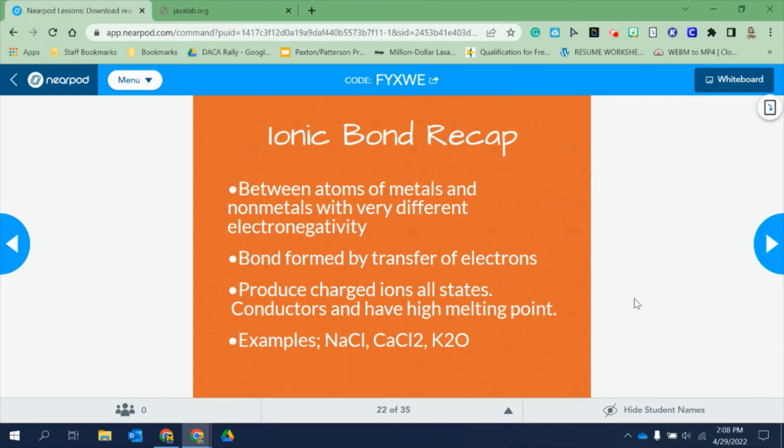And so the produced charges, remember, ions just mean positively or negatively charged atoms. One becomes positive, one becomes negative, and they end up attracting each other. These examples are NaCl, which we saw over and over, CaCl2, which is calcium chloride, and then potassium oxide, which is K2O.